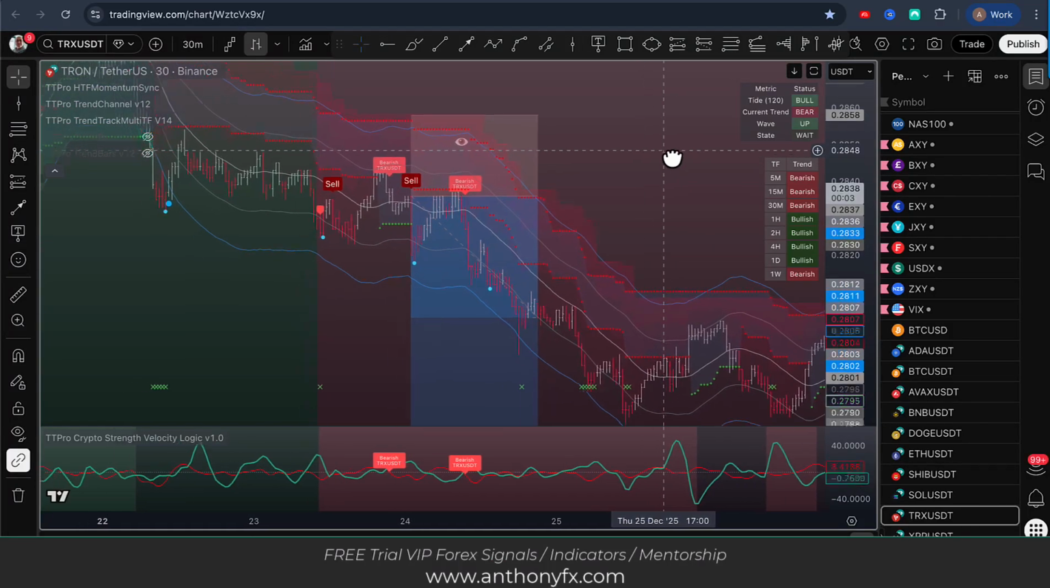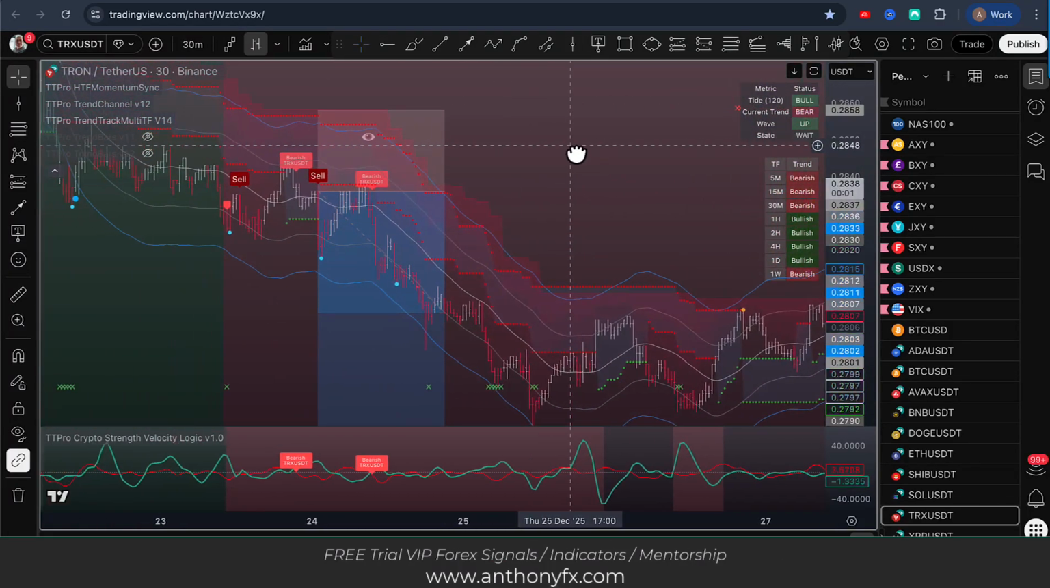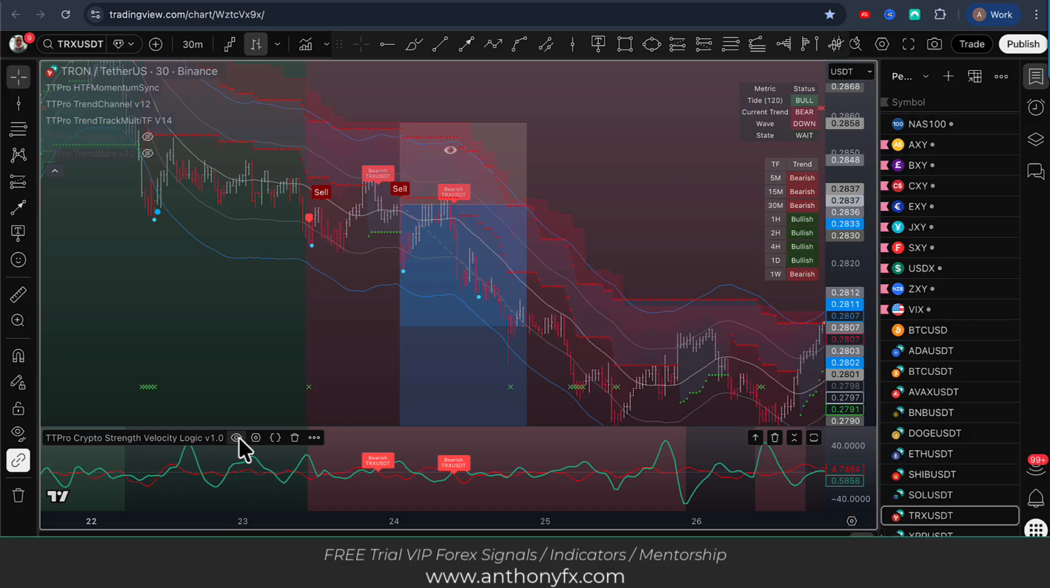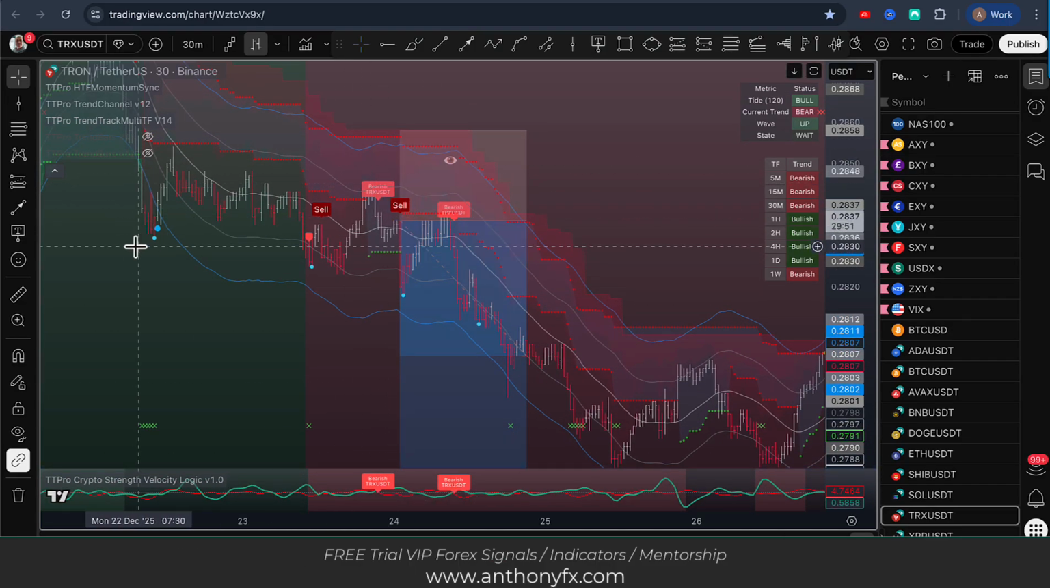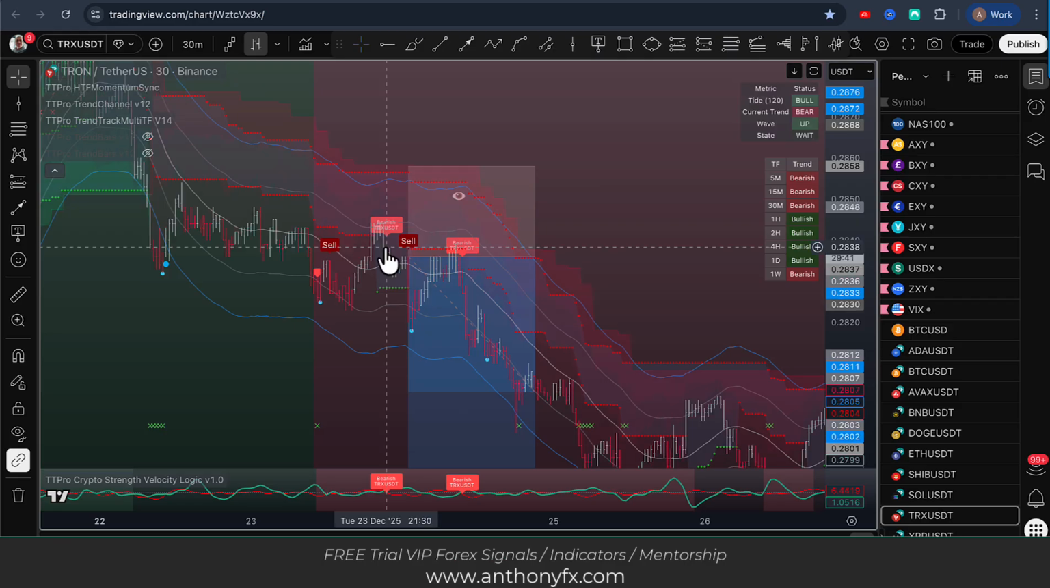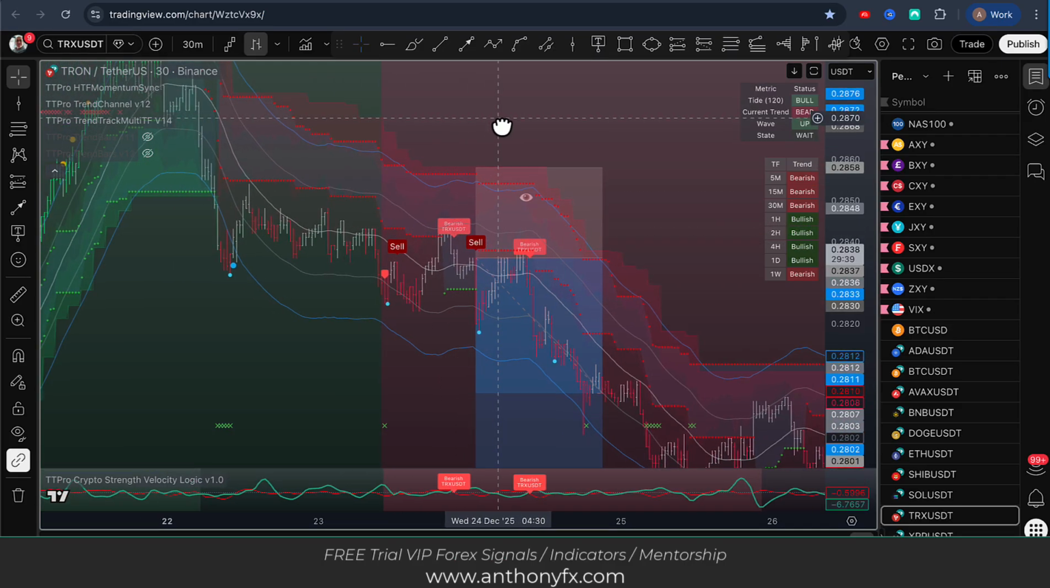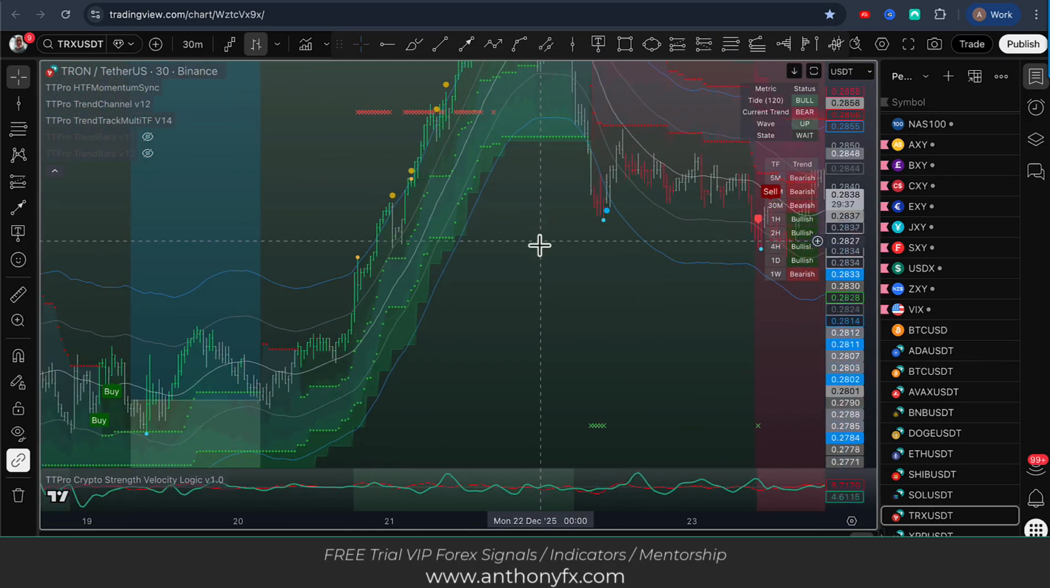Hey traders, I'm going to show you some signals here. This is Tron. Okay, we've got this indicator. I'll just drop it down because it's providing the signals on the chart. And we have this one. Stronger signal when you see both, but let's go back and have a look and see what they look like.